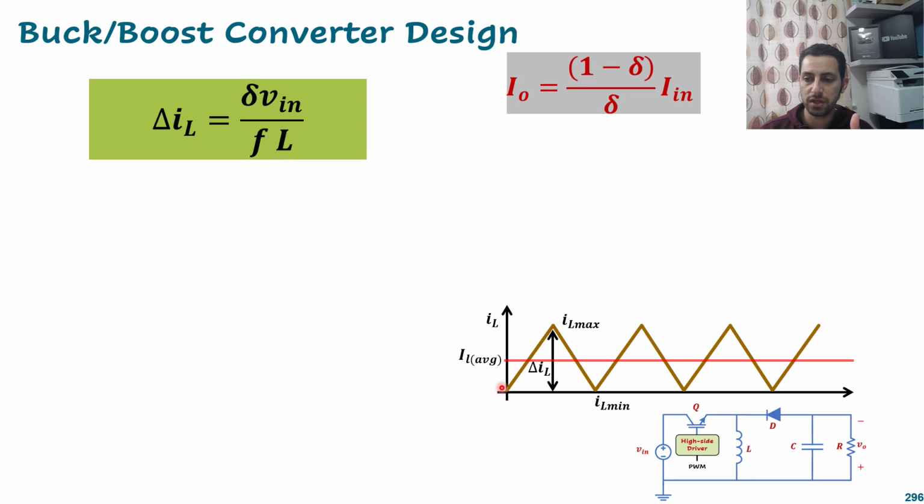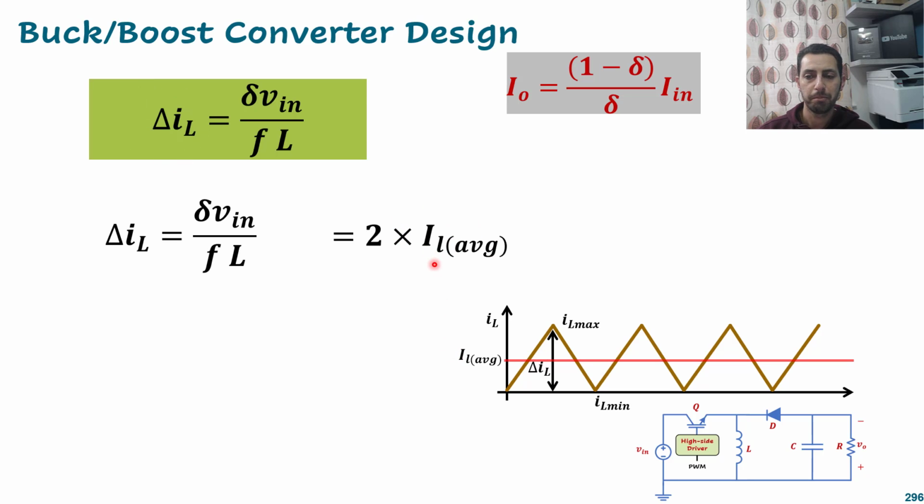But how do I relate that ripple to the IL value, or I output, or I input? I think the ripple here will go from minimum to maximum, and the average value of the inductor current will be in the middle here. I can say that the inductor ripple will equal double of IL, or IL will equal halfway between maximum and minimum, which is the ripple current delta IL. So I can say delta IL here equals 2 IL average. But the challenge here: what is IL average? Does it equal I output? Does it equal I input?